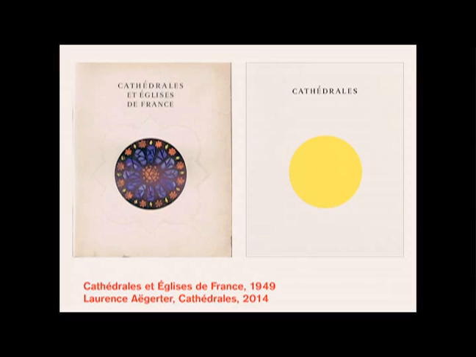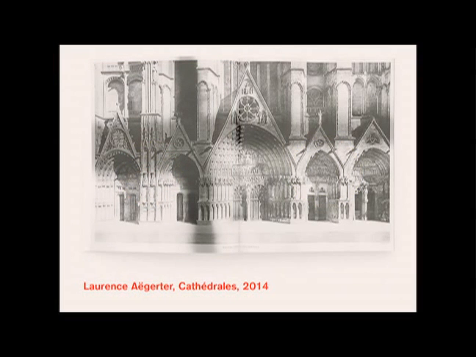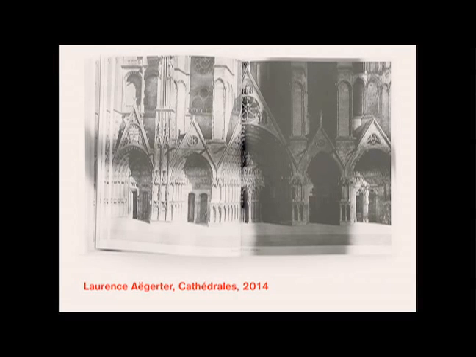So the one on the left is the French Ministry of Tourism book from 1949, and Laurence Egeter's is 2014. Egeter photographed this image 120 times, every minute for 2 hours. The shadow of the window frame in her studio gradually covers the reproduction until everything vanishes in the dark. Egeter's photographs reposition a single spread from a book to breathe life into the image.